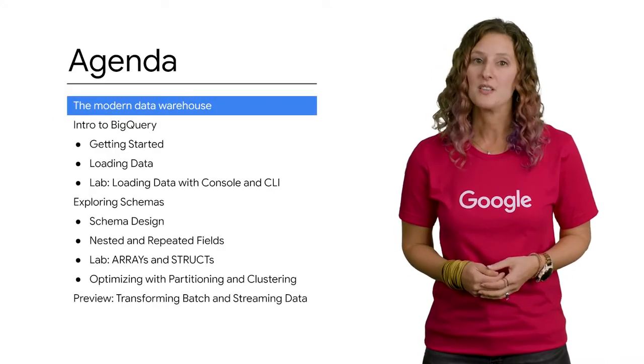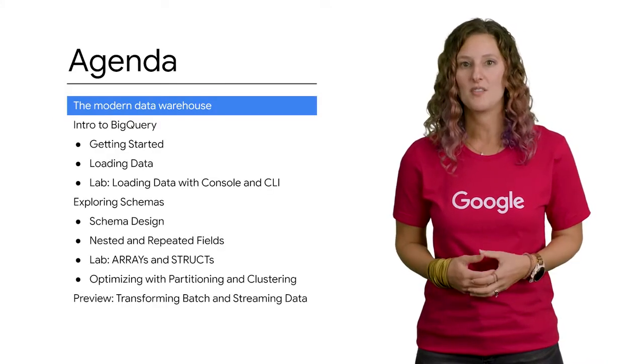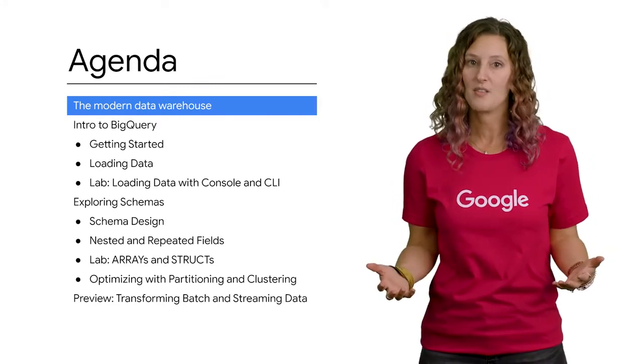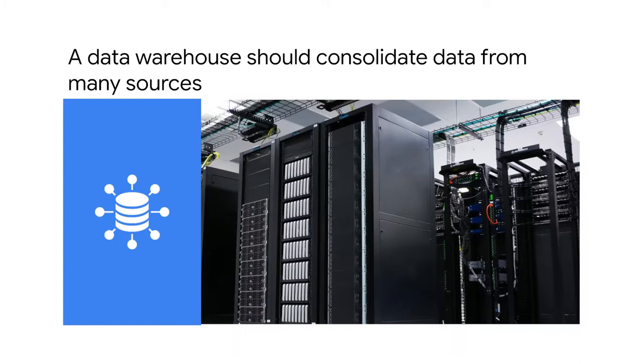In this first section, we'll describe what makes a modern data warehouse. We'll also talk about what distinguishes a data lake from an enterprise data warehouse. An enterprise data warehouse should consolidate data from many sources. If you recall from the previous module, a data lake does something very similar. The key difference between the two is the word consolidate. A data warehouse imposes a schema.